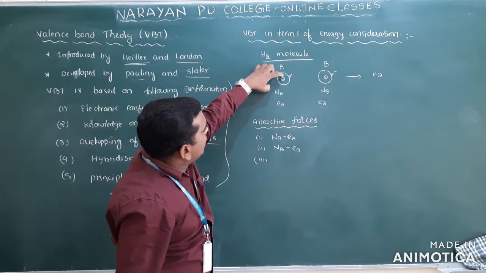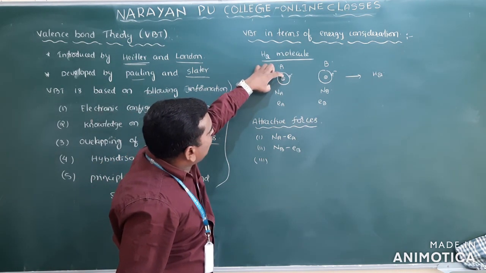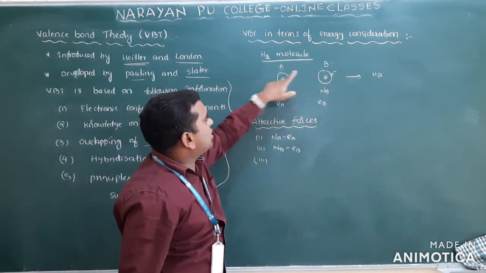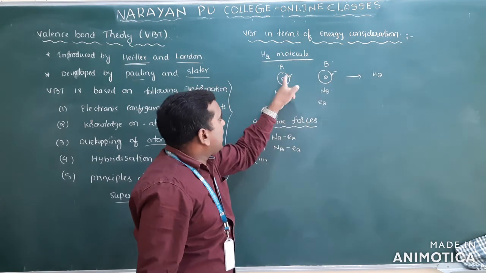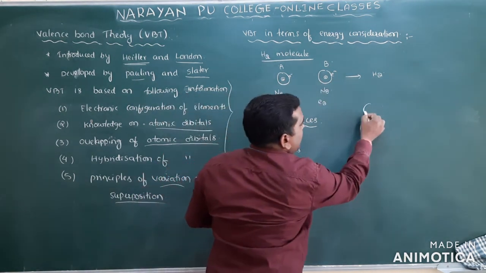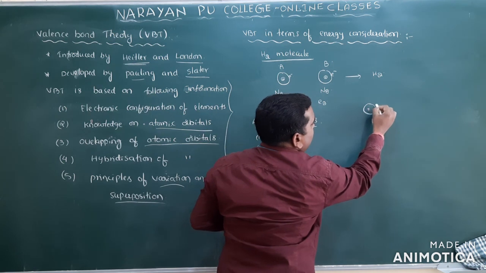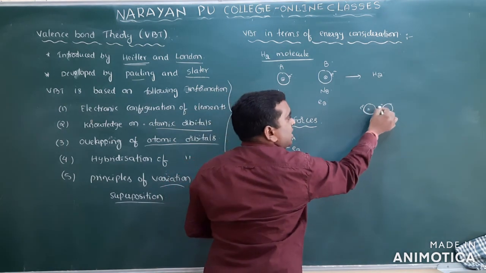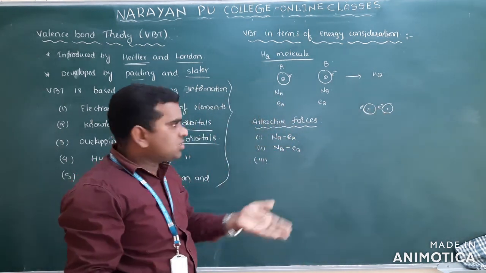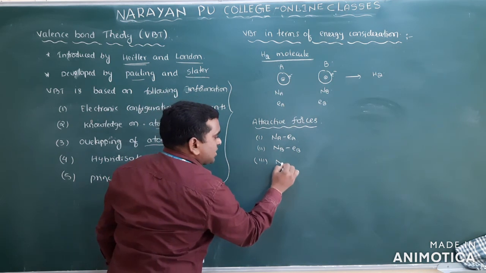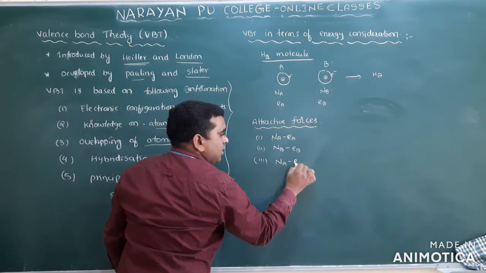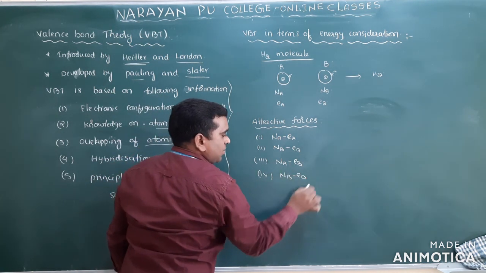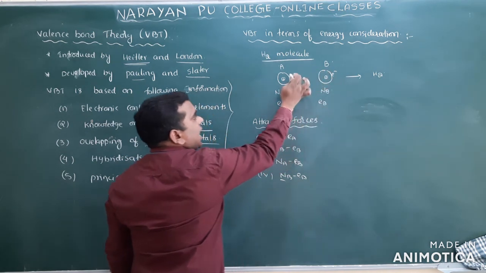Another one is the attraction of the nucleus of one atom and the electron of the other atom. The nucleus is positive, and the electron has which charge? Negative. Because they are coming close, positive and negative attractions will be there, isn't it? So another attractive force is Na and Eb. Clear? And the fourth one is Nb and Ea, the nucleus of this atom and the electron of the other atom.